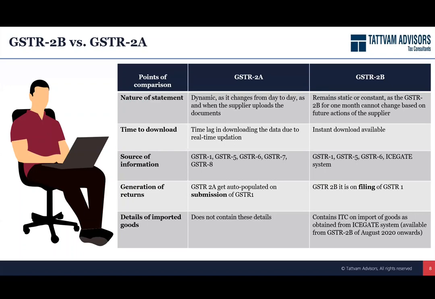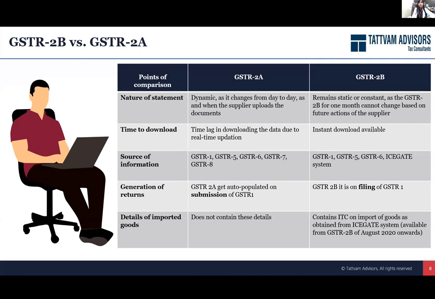But in 2B, they have fixed one cutoff date. Any data which is filed by that date will be posted in the 2B. Anyone who's filing any return or any data after 11th will not be shown in that particular month's 2B, but certainly it will be shown in the next month's 2B. So that's how it becomes a little more easy for any user to download the data and keep it available.